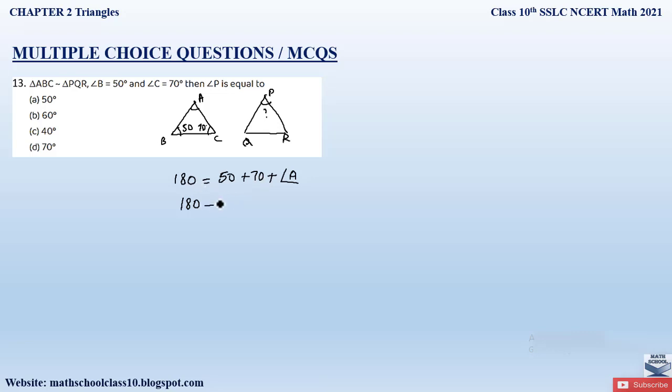So sending to the left hand side, we get 180 minus 120 is equal to angle A, or angle A is equal to 60 degrees. Now since triangle ABC is similar to triangle PQR, angle A is equal to angle P, which is again equal to 60 degrees. So our correct option is option B.